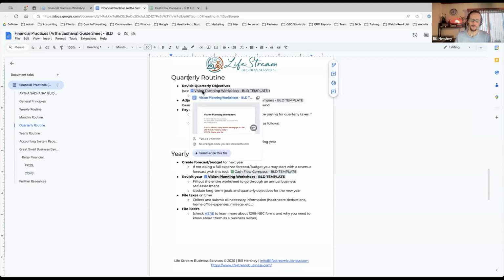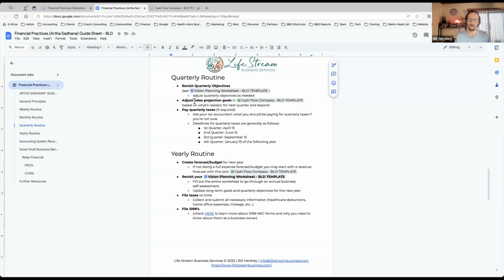So this is the vision planning worksheet. I've done another workshop on vision planning, and in that workshop, I go deeper into how to use this worksheet. It's a great idea and a great habit to go into this worksheet and just revisit it. Once you've done it once, revisit it on a quarterly basis, update it, see what's changed, and reinforce what hasn't changed. And you can kind of calibrate your strategy that way.